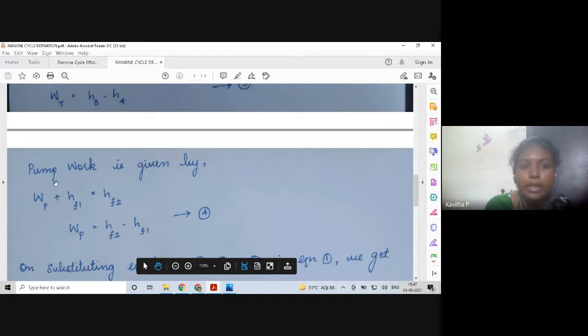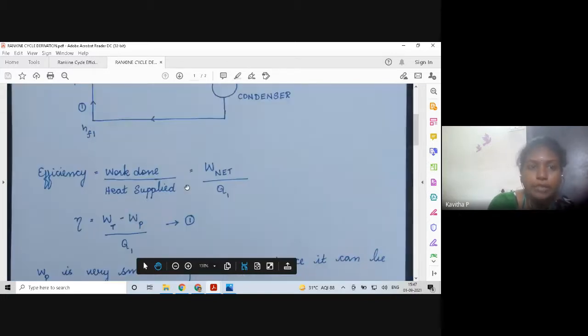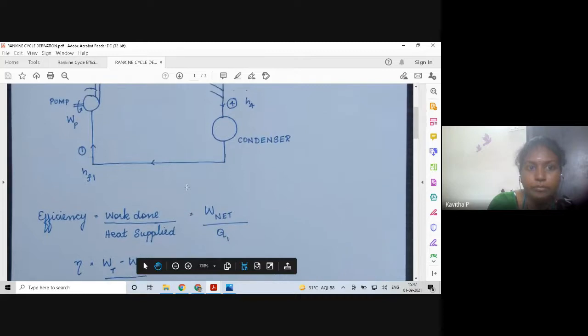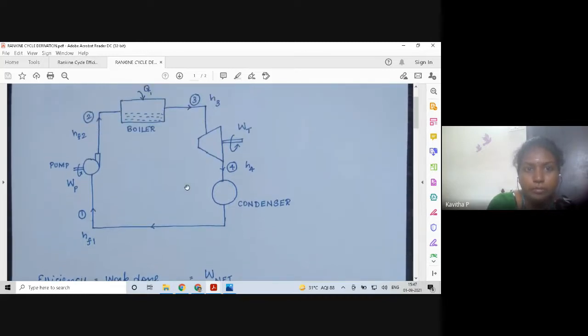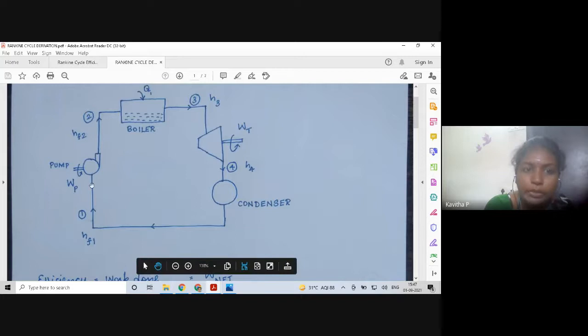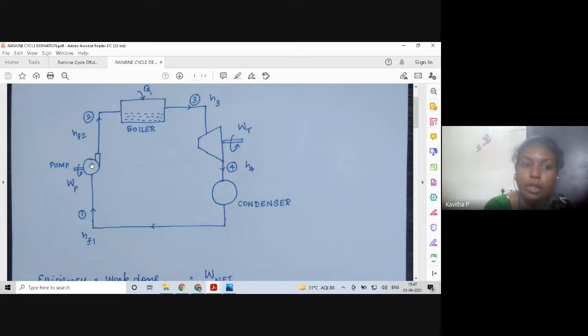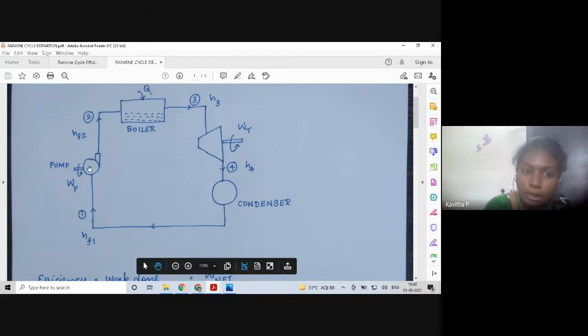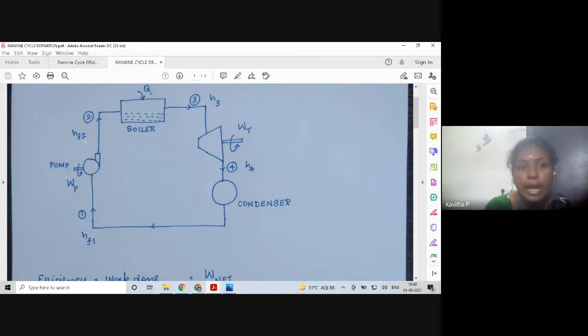Next is the work done by the pump. Let's understand it from the diagram. Water is entering into the pump, which is in fluid state, which is denoted as HF1. Along with this, there is work done in the pump to increase the pressure of the water to be equivalent to the boiler pressure. So the pump is receiving two inputs. HF1 is one input, and the work done to the pump in order to increase the water pressure is the second input, and it produces one output, which is HF2, which is the high pressure water.